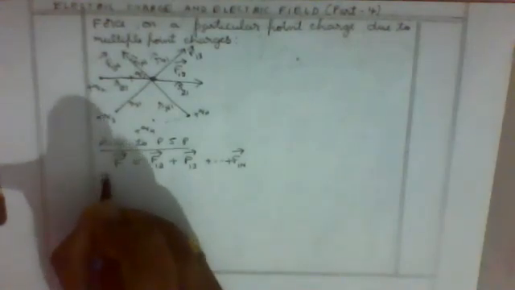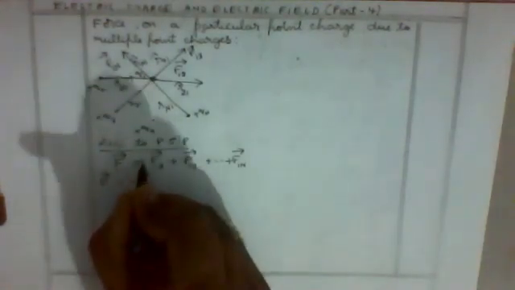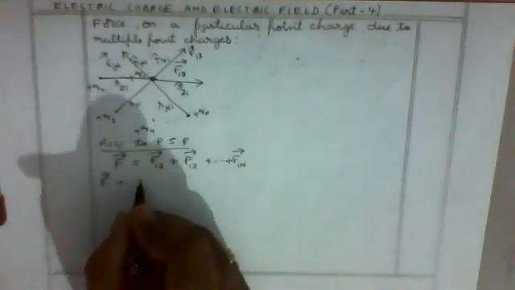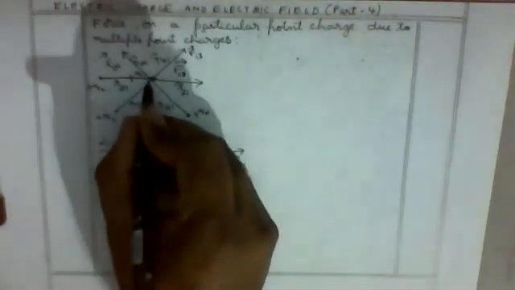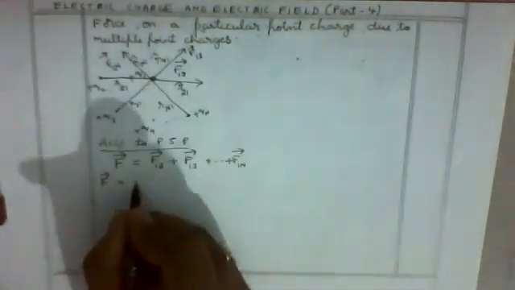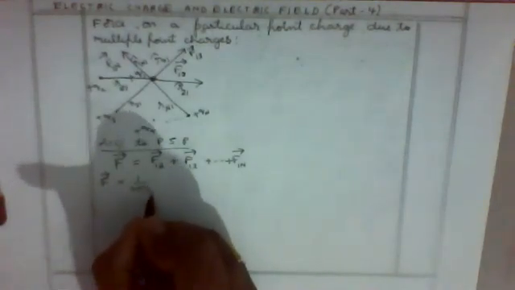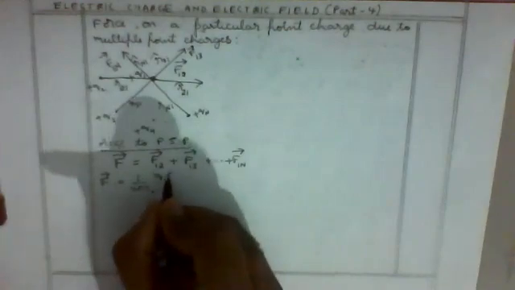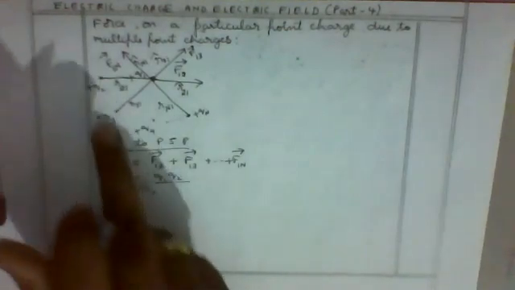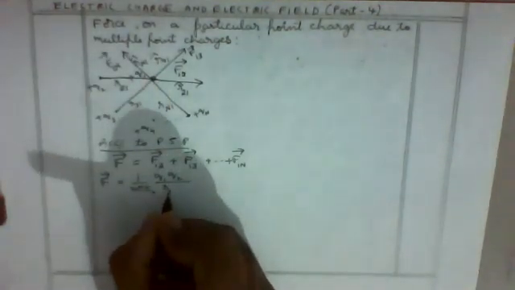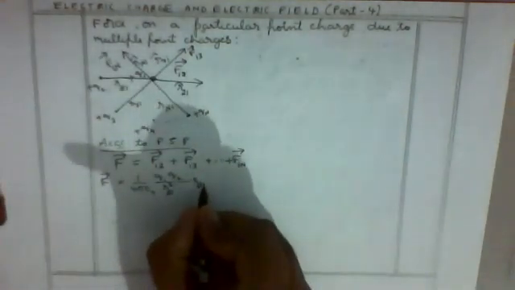So F vector is equal to F12 vector. To find this we have to use Coulomb's inverse square law in vector form. The magnitude of force acting on plus Q1 due to plus Q2 is 1 divided by 4 pi epsilon naught, Q1 Q2 divided by the distance from Q1 to Q2, that is R21 square, into the direction by using the unit vector, that is R21 cap.